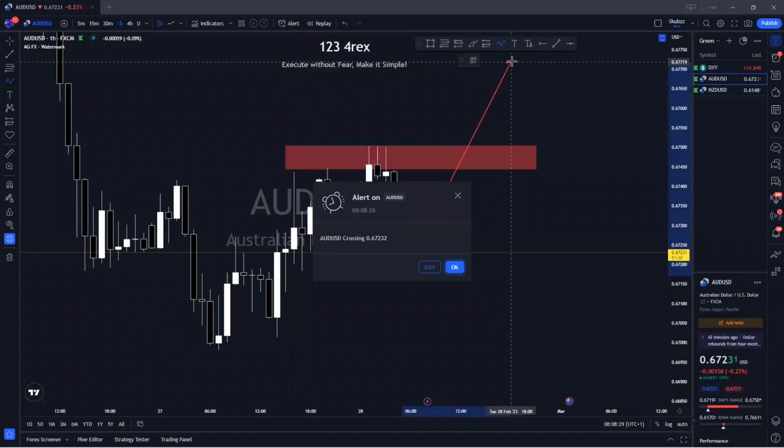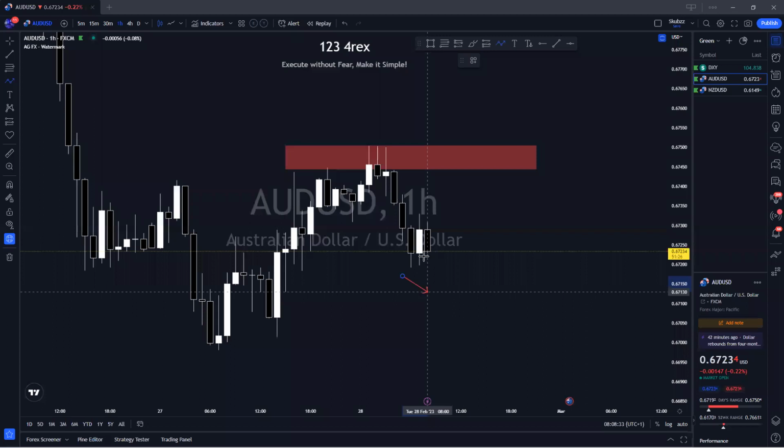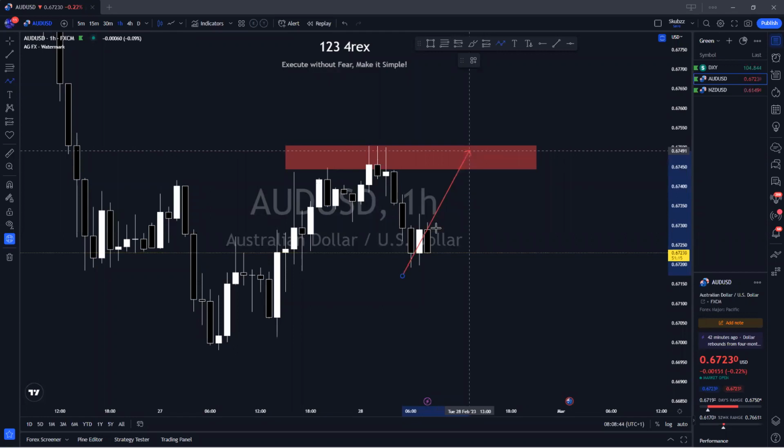Yeah, my alert. I set an alert here. That was basically where I was looking to enter, the place where the market failed to kick me. Yeah, that's why I set an alert.